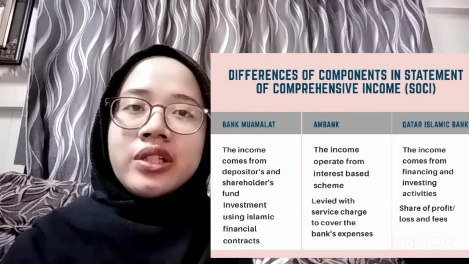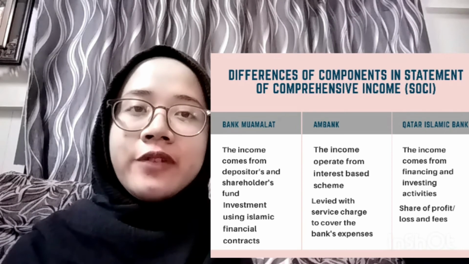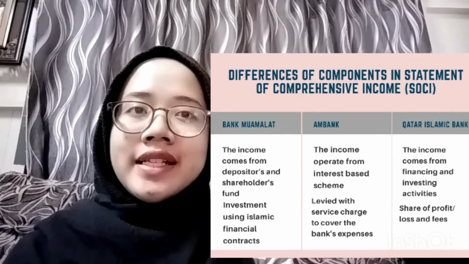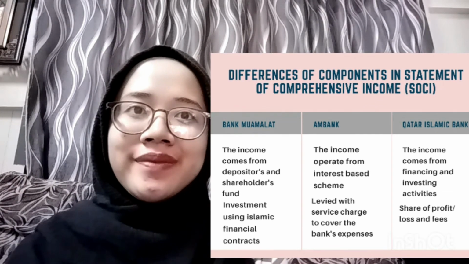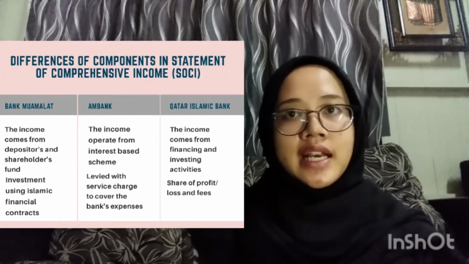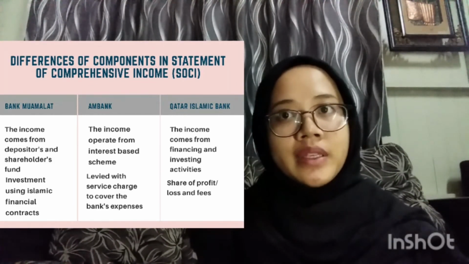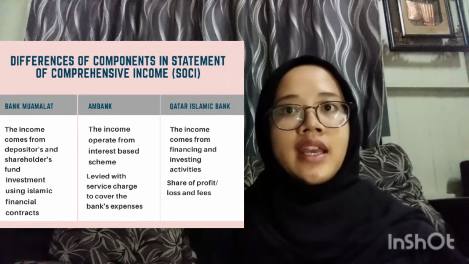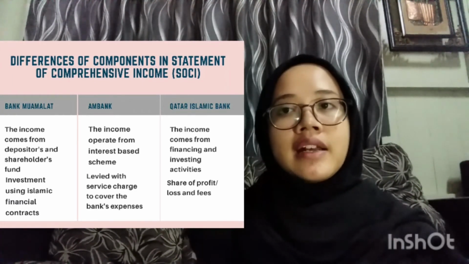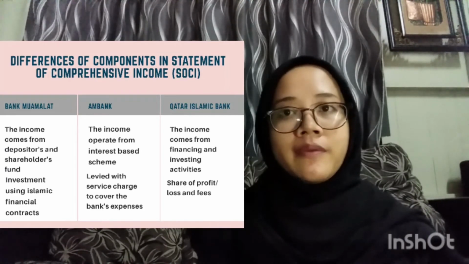Next, I will continue with the differences of components in the statement of comprehensive income. The difference in the income statement for Muamalat Bank is that the income comes from income derived from investment of depositor fund, income derived from investment of investment account fund, and income derived from investment of shareholder funds.